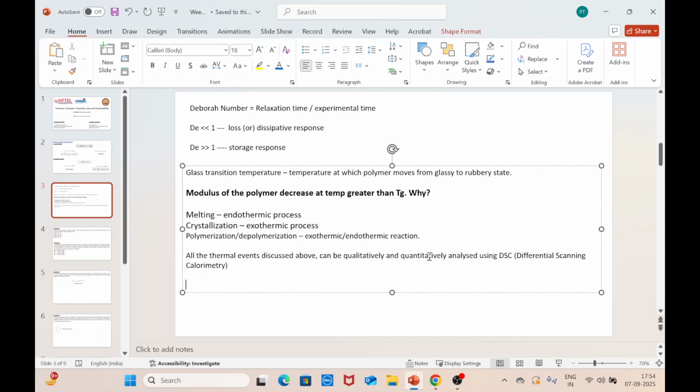So this Tg is going to be a step change in the enthalpy, whereas if we see the melting, depending upon the type of microstructure of the polymer, there's going to be a dip in the enthalpy diagram similar to that of the crystallization.